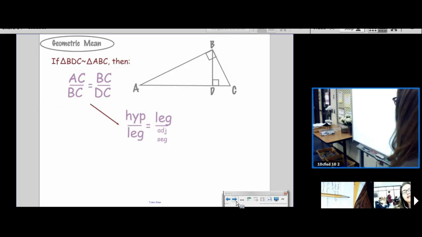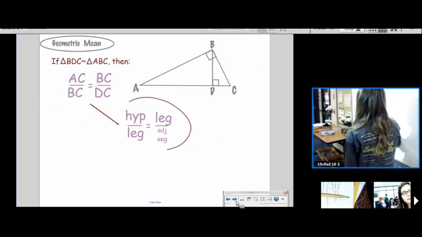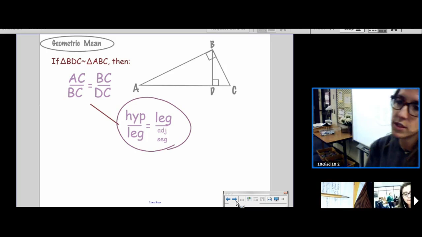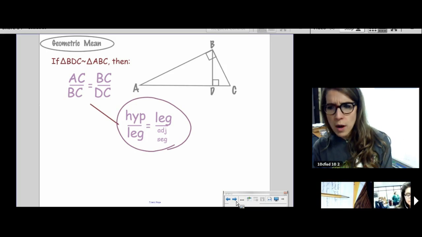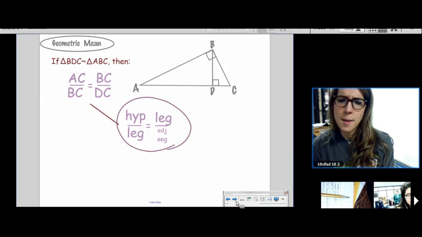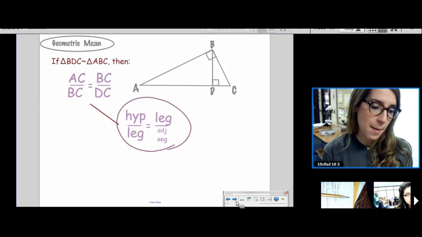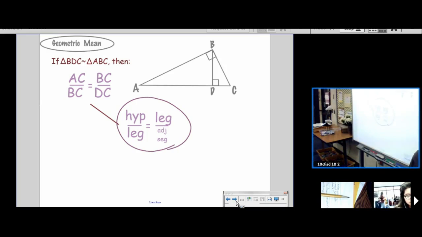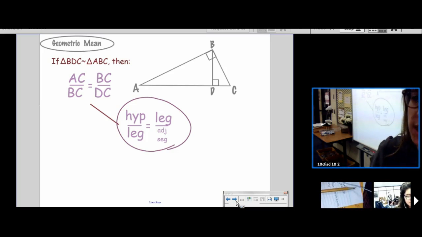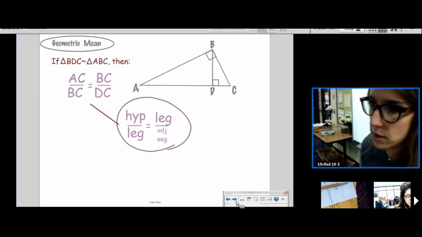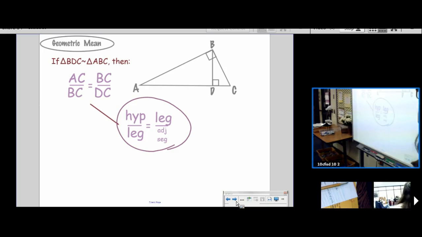All right, there's one more proportion. Let's look at this one. Go ahead and write it down in your notes, and then we'll take a closer look at it. There's one more proportion because we might be looking for a leg. We might not be looking for the altitude or part of the hypotenuse. We might be looking for a leg, and we need to have a proportion to find it. Once again, all these proportions come from similar triangles. That's why we're allowed to do this.